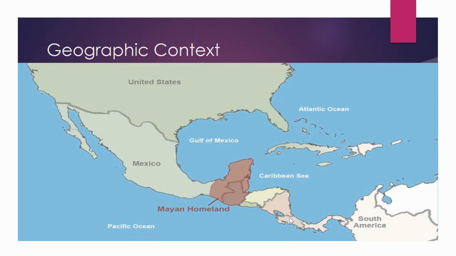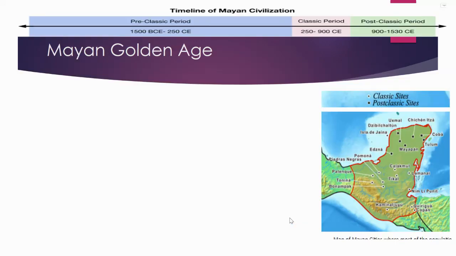As for the geographic context, if you take a look at the shaded region here, this is the Mayan homeland, located in southern Mexico and Central America. If you've ever been on vacation to Mexico, to Cancun or Playa del Carmen, that's on the Yucatan Peninsula, which was the heart of the Mayan homeland. So this is the region of the world that you're going to be looking at. Again, we're shifting our focus to the New World, the Americas, and we're going to see what life was like in this region prior to Europeans encountering Native Americans.